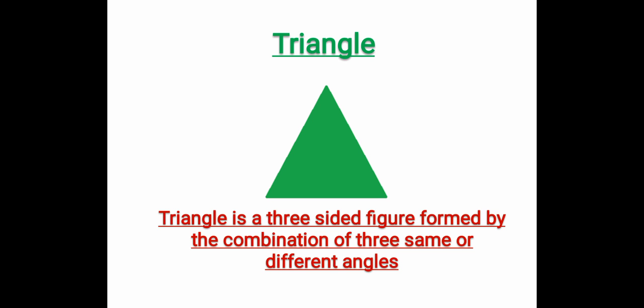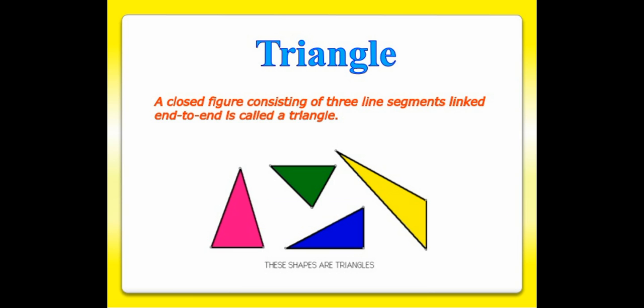Now let us learn about the triangle, okay. This is what? This is a triangle. A triangle is a three-sided figure formed by the combination of three same or different angles. So triangle is simply a three-sided object, which is a combination of three angles and three sides. The angles may be different and the side measures may be different.